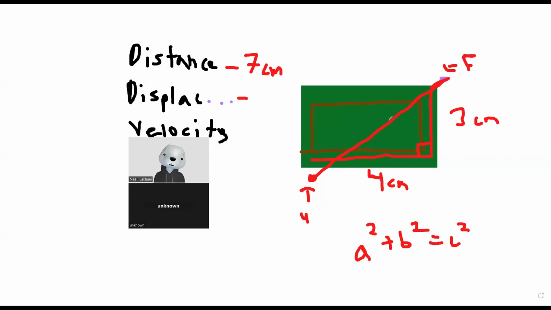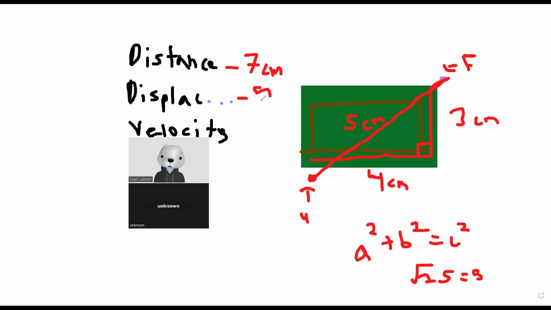So 3 squared is 9, and 4 squared is 16. 16 plus 9 equals 25. And if we take the square root of 25, that gives us 5. So we know the displacement is 5 centimeters long.